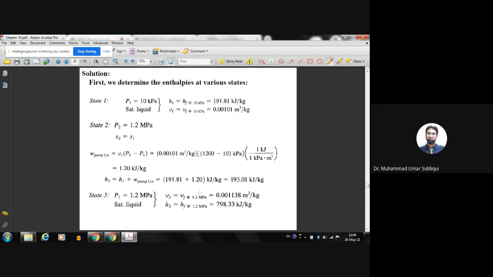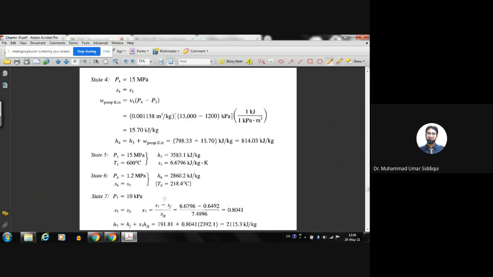So for state point 1, we have P1 equals 10 kilopascal, and we know it is saturated liquid. So we can find H1 and V1. And since we know P2, we can find work in for the first pump. And based on that, we can determine what is H2. Similarly, between state point 3 and state point 4, we have the second pump. So we know what is P3, and we know that it is saturated liquid. We can determine what is V3 and H3. Then we also know what is P4, and so we can determine the work pump in for the second pump. And then using that, work pump in is equal to H4 minus H3, we can actually determine what is H4.